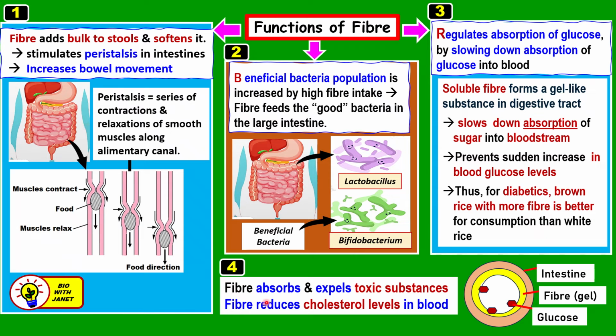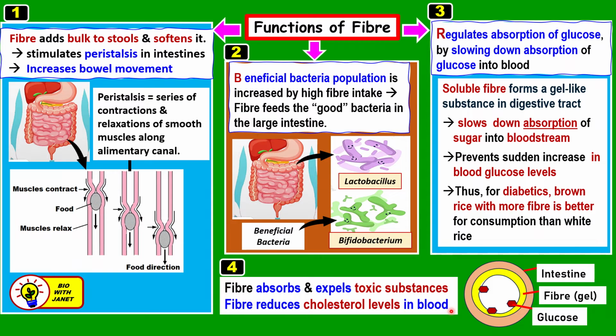Now, another function of fiber is that it absorbs and expels toxic substances, also through the same method or action, because it forms a gel-like substance on the wall of the intestines that helps to absorb the toxic substances from food. And then when the fiber, because it's not digested, is passed out, the toxic substances will also be expelled.